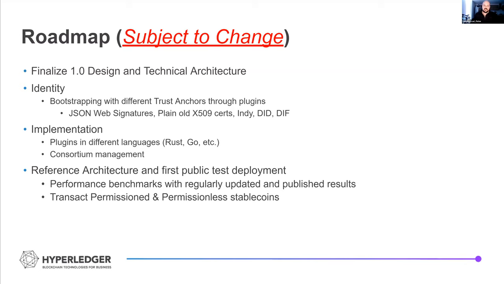Going into a little more detail on the roadmap, we want to have support for identity management. We are looking into supporting Indy, DID, DIF, all these goodies. We already have some support for JSON web signatures. It's just the slide hasn't been updated with that.